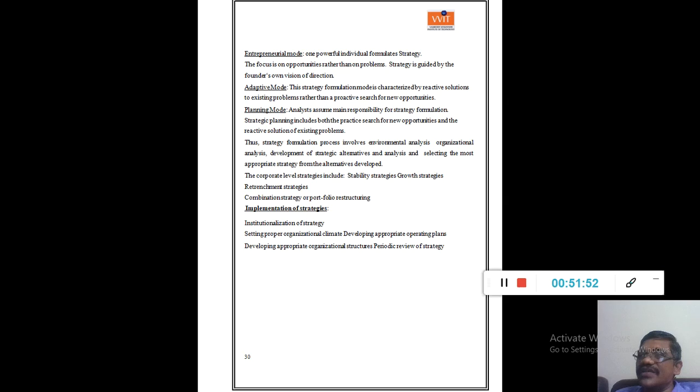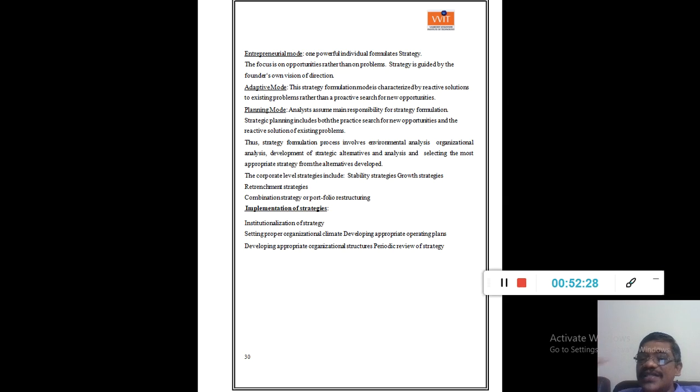So implementation. The first step is formulating. Formulate the strategy by scanning the internal, external, and developing alternatives and choosing the one, and not only choosing the one from the alternatives developed. What are the different strategies? The corporate level strategies, maybe stability, maybe expansion, maybe retrenchment, maybe portfolio strategy, the combination of the strategies. And later, the implementation of the strategies.